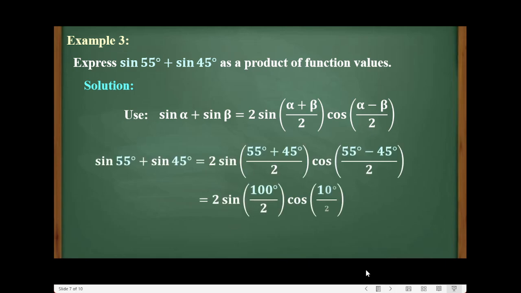The left side will give us 2 sine of quantity 55 plus 45 all over 2 and cosine of 55 minus 45 all over 2. Simplifying the respective arguments of sine and cosine, we get 2 sine of 100 over 2 cosine of 10 over 2. Furthermore, our answer is 2 sine of 50 degrees cosine of 5 degrees.